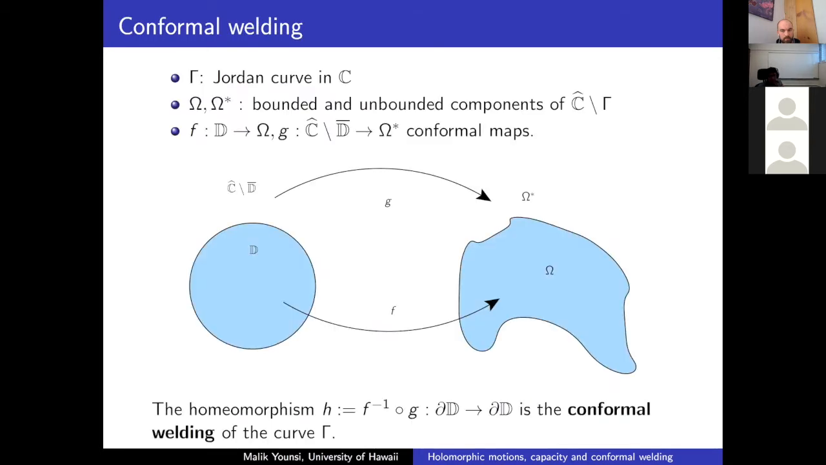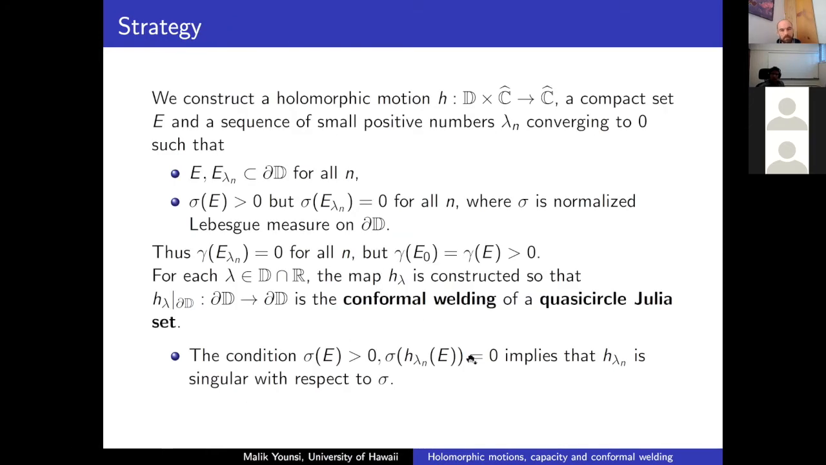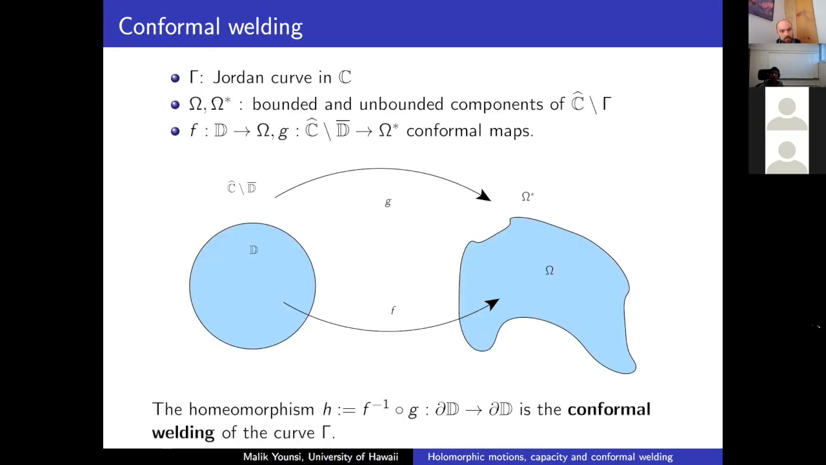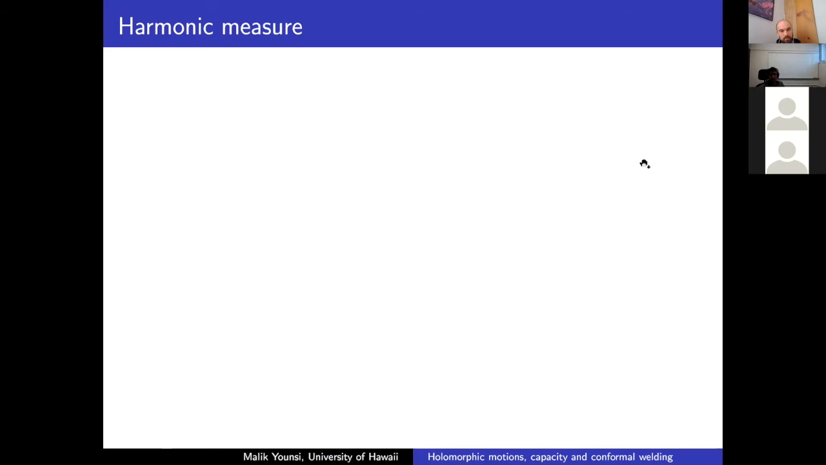So now, recall from the strategy, we want to construct conformal weldings that are singular with respect to Lebesgue measure. Let me explain how you can do this. This turns out to be related to the harmonic measure with respect to the interior and the exterior of the curve gamma. So first of all, what is harmonic measure? Let's start with a domain in the plane. You probably need some assumptions on the domain, but I'm not going to bother with that.